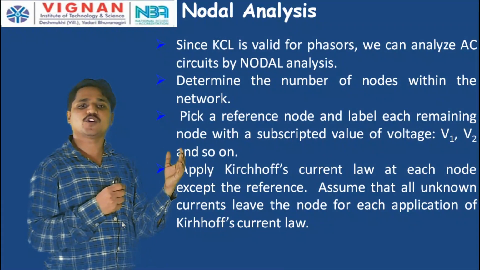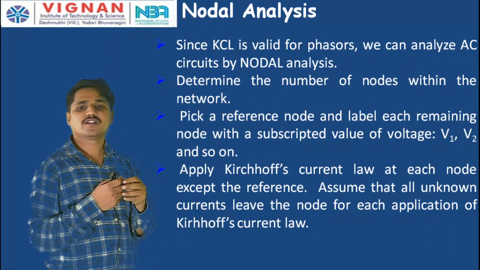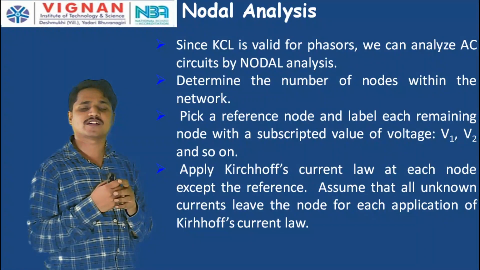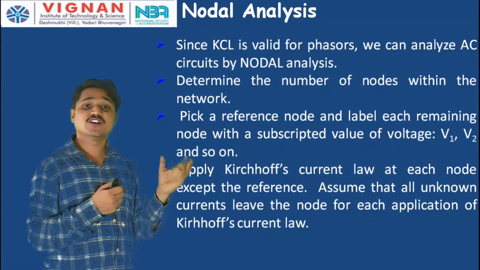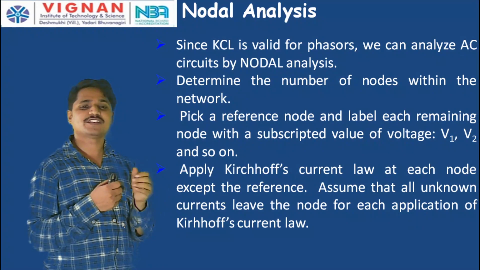For the principal nodes, we label the voltages V1, V2. If nothing is mentioned, they are plus V1, plus V2, plus V3, and so on. If there are two principal nodes, then plus V1 and plus V2. The minus is our reference node, which is ground. That means the current flows from positive to negative.